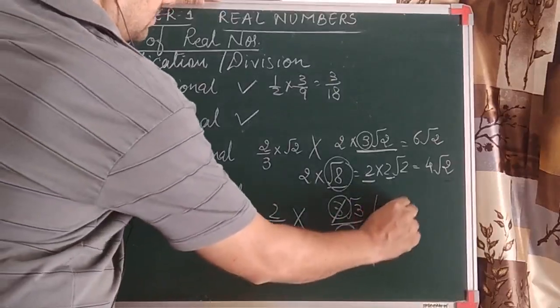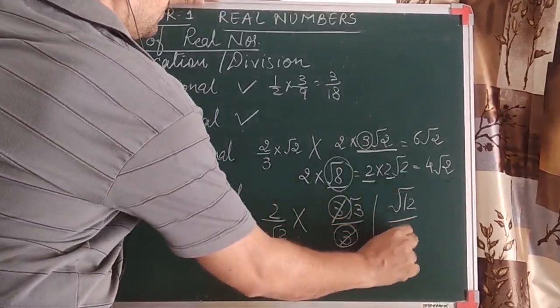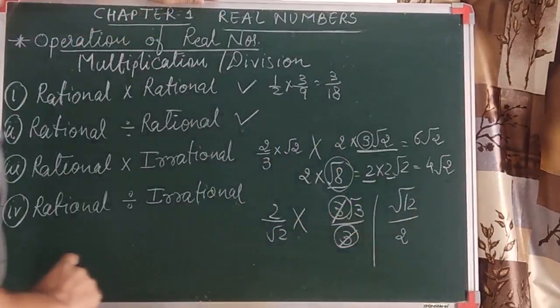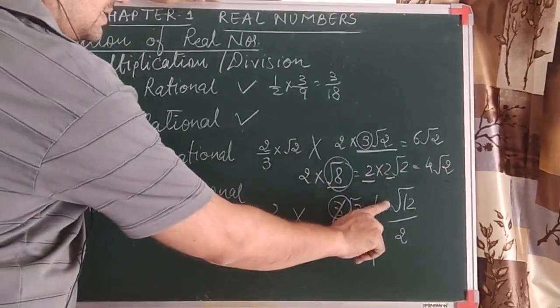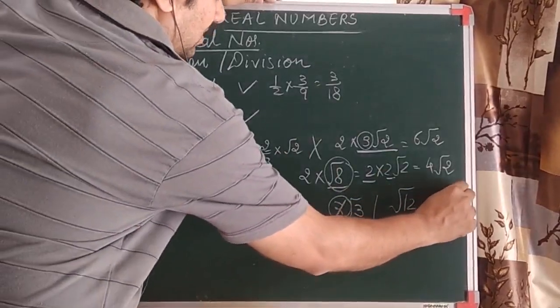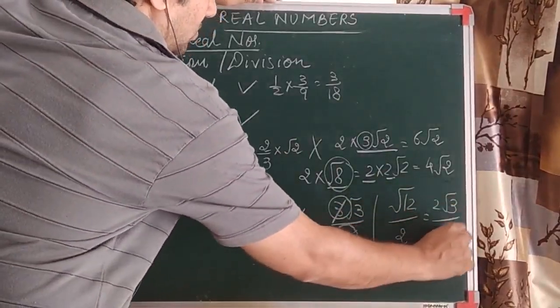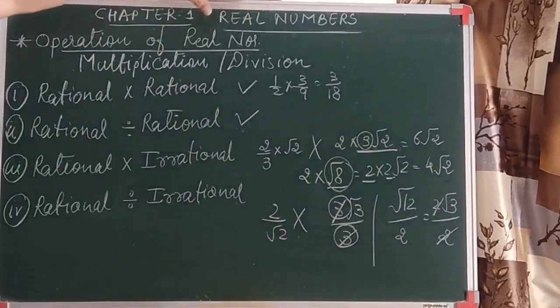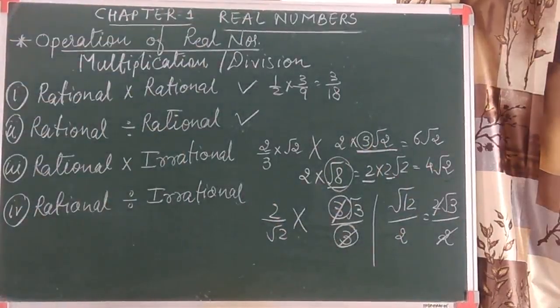Let's have one more example. Suppose root 12 upon 2. So I cannot do 2 6s are 12. No, because root 12 itself is an irrational number. So root 12 can be written as 2 root 3, as we discussed earlier, and upon 2. Now this 2 could be cancelled. I hope you got it. Thank you.